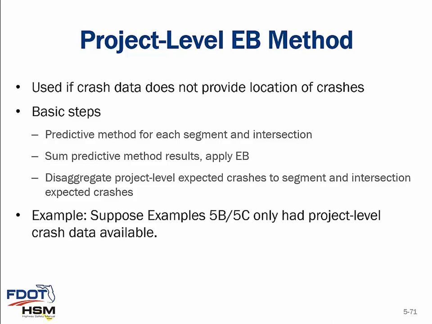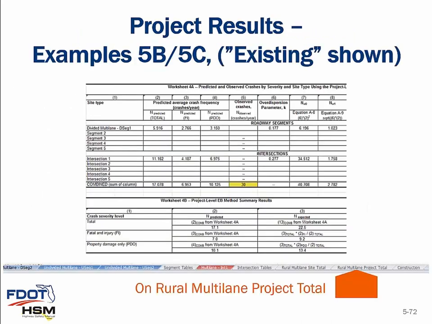We can go back up in here, and the first thing you need to do is click on the rural multi-lane project total tab. So it's right beside the site total. You just click on the project total. You go down to the bottom of the form and you look at the observed crash column. You see the bottom where everything's combined together. That's now yellow highlighted. All the other areas are no longer highlighted at all.